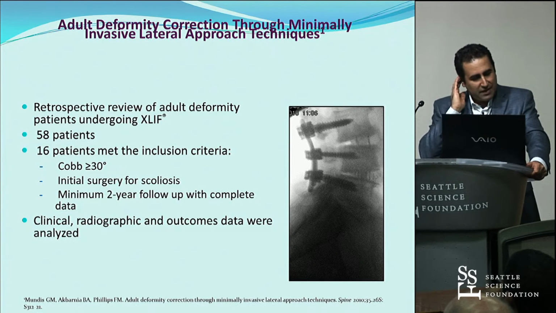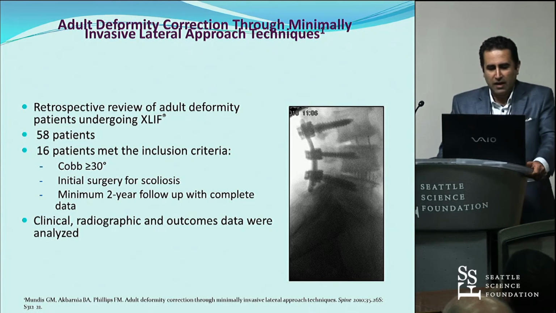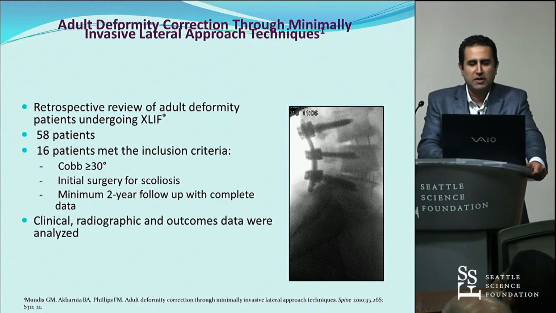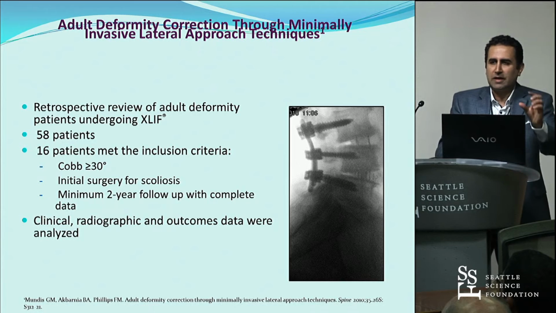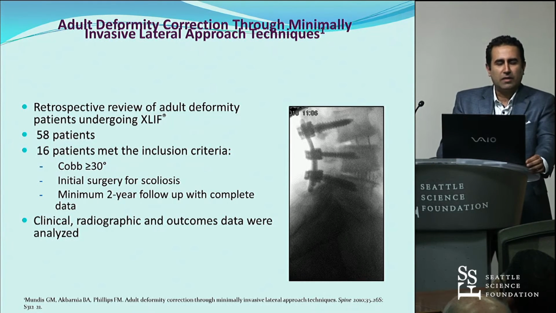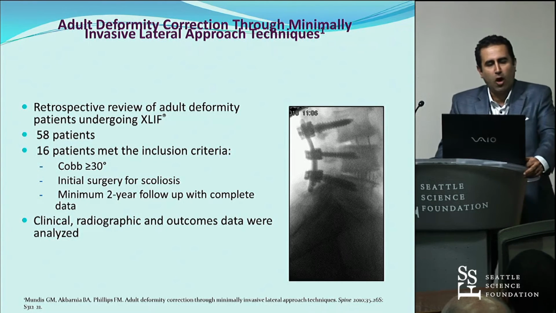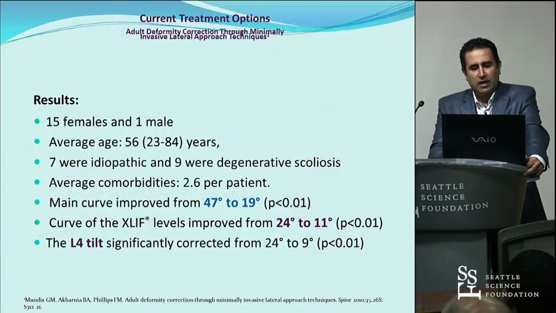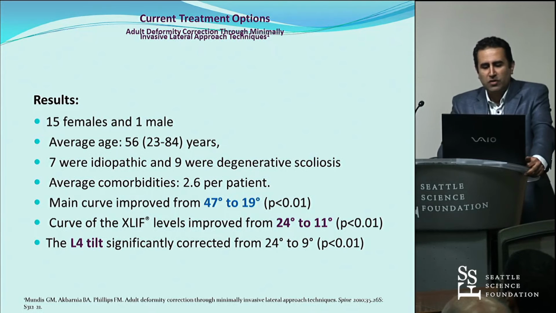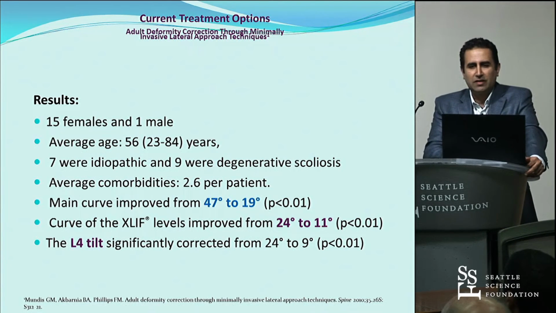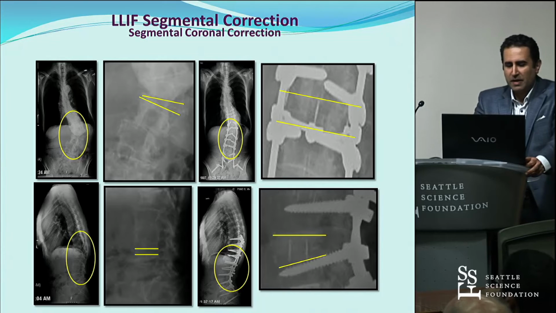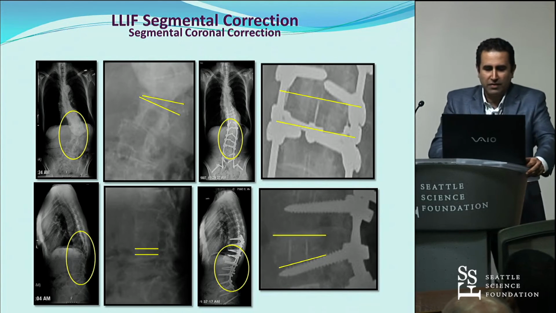Then Greg Mundus and Akbarni and others looked at those patients, looked at segmental correction through lateral interbody fusion, and looked at it for scoliosis, where the coronal Cobb curve was more than 30 degrees. Over 2 years, the curve improved from 47 to 19 degrees where lateral was employed. Tilt improved at L4, curve at those segmental levels improved as well. And you can see these segmental improvements on these diagrams here.